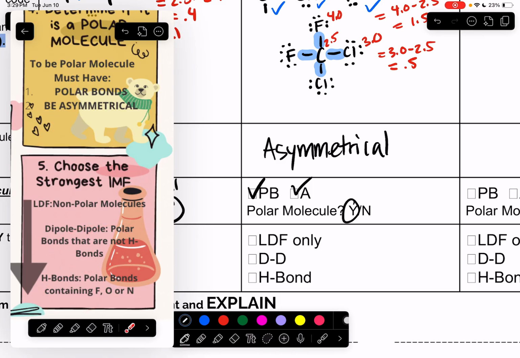Dipole-dipole means we have a structure that has polar bonds that are not hydrogen bonds. And a hydrogen bond as your strongest IMF means you have a polar molecule that has either HF, HO, or HN. And it has to look exactly like that. Just because you have a hydrogen does not mean you have H bonding. So if we look at our structure, it does not look like we have any HFs, HOs, or HNs, which means our strongest IMF has to be dipole-dipole.